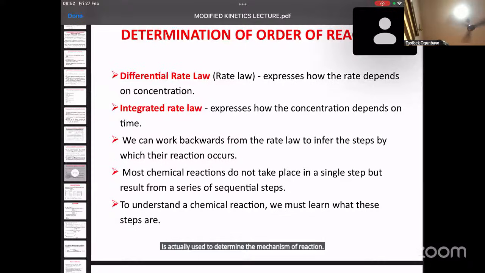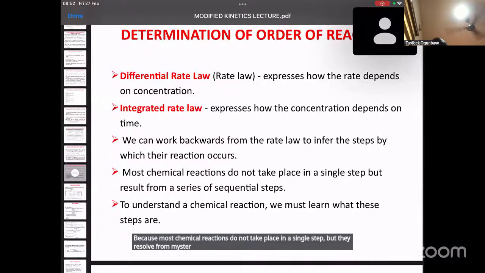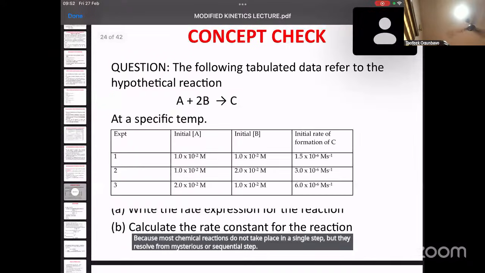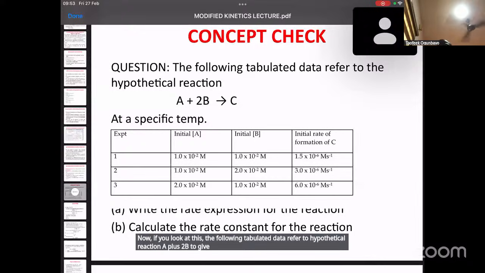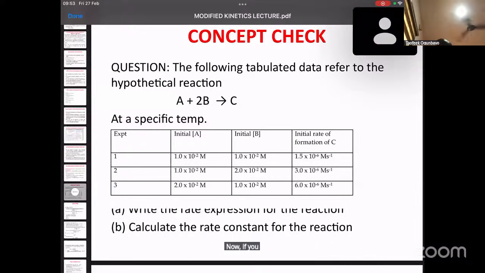Because most chemical reactions do not take place in a single step, but result from a series of sequential steps. So now, this is an example of how to determine order of reaction. If you look at this, the following tabulated data refer to a hypothetical reaction, A plus 2B to give C.